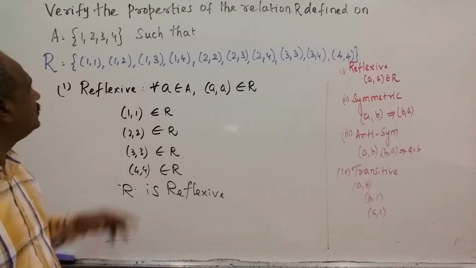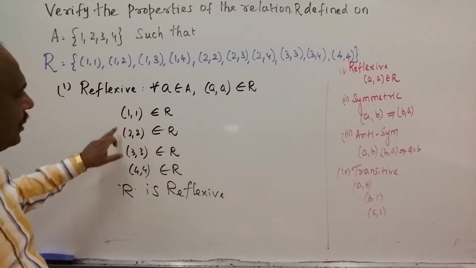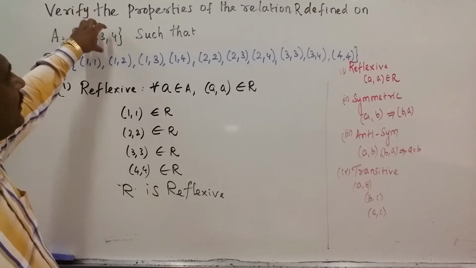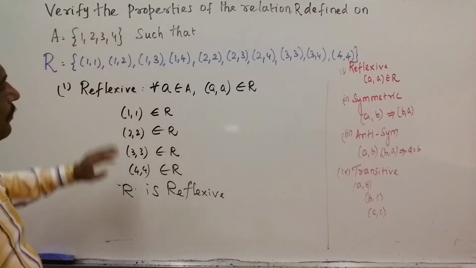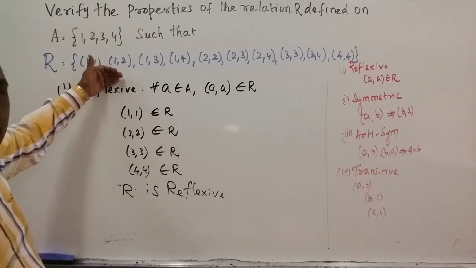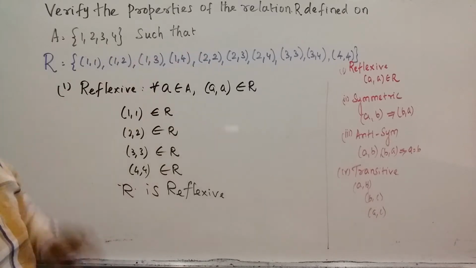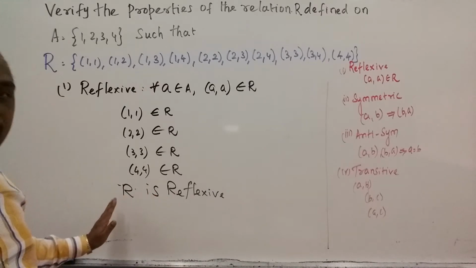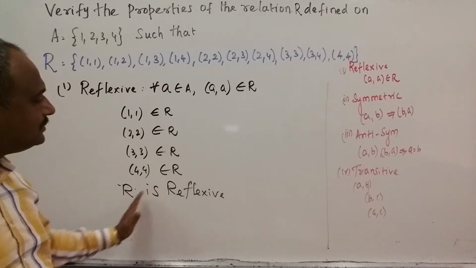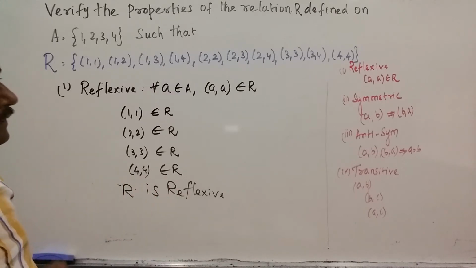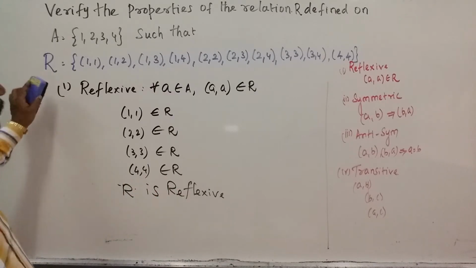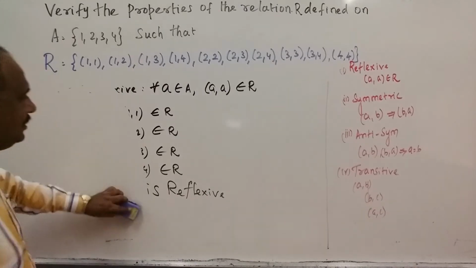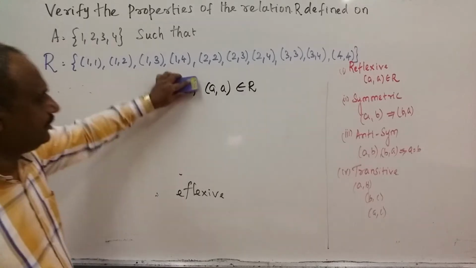Do you understand the idea? I am going to take all the terms, repeating 1,1, 2,2, 3,3 based on the numbers available in the set. I am going to check whether the elements are available in the relation. If they exist, we write this is reflexive. If they do not exist, we say this is not reflexive. The next one, the second one, we are going to discuss is symmetry.